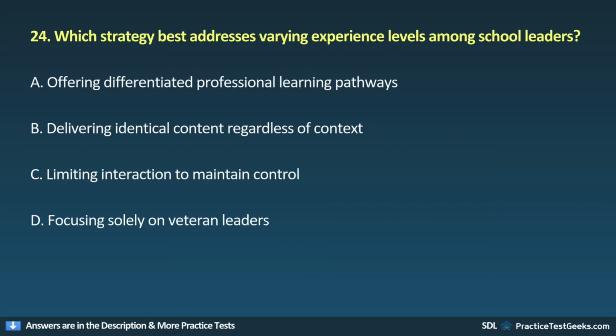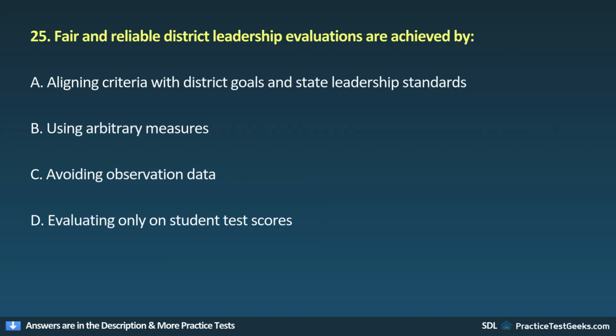24. Which strategy best addresses varying experience levels among school leaders? A. Offering differentiated professional learning pathways. B. Delivering identical content regardless of context. C. Limiting interaction to maintain control. D. Focusing solely on veteran leaders.